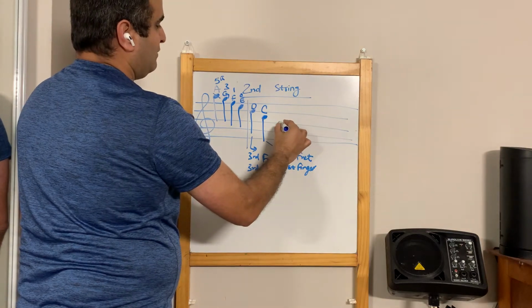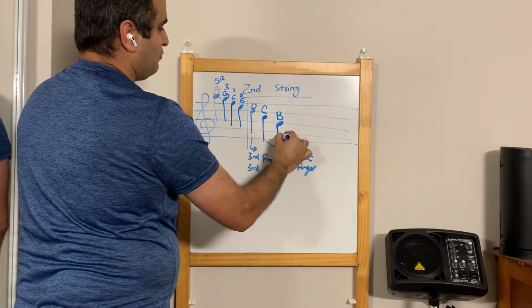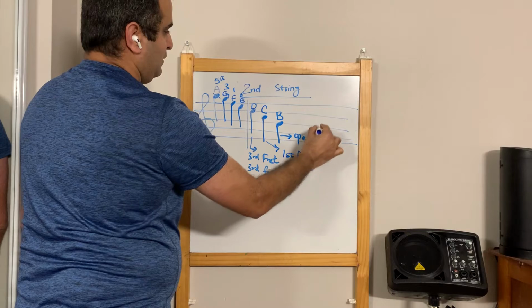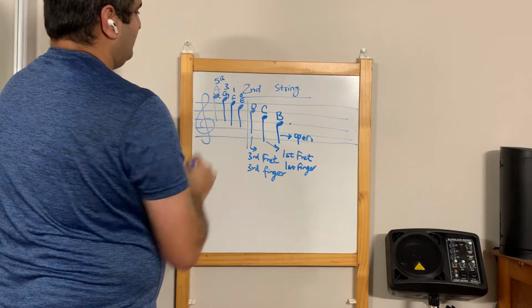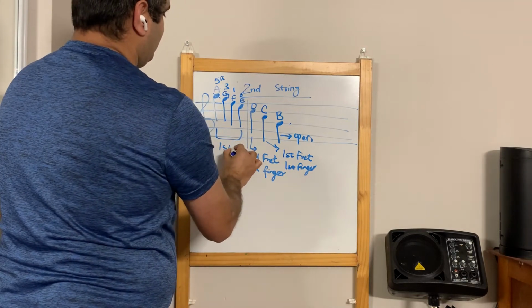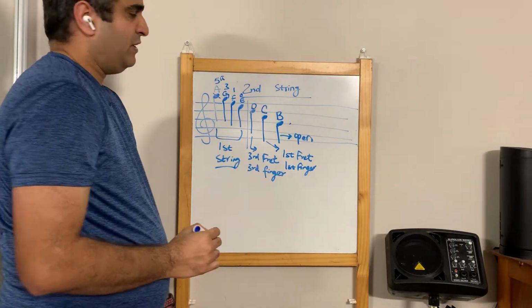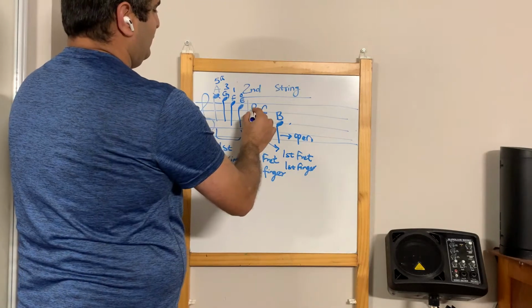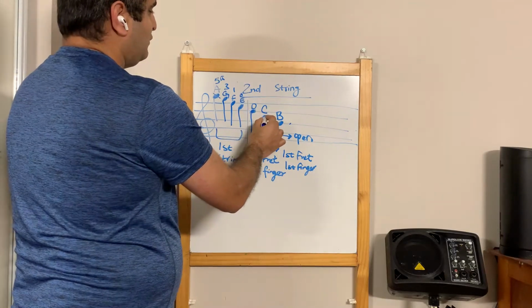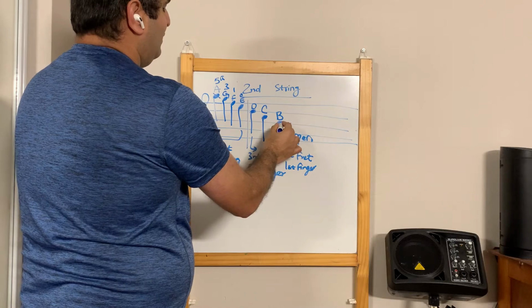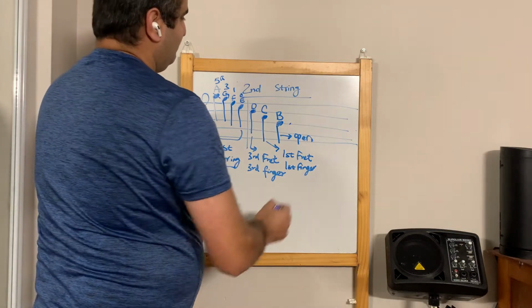And then we have the last note on the second string, which is called B, and of course this is the open. So these were my first string notes, and I just did a quick recap, and these are my second string notes: the note on the fourth line is called D, the note on the third space is called C, and the note on the third line is called B, which is the open position.